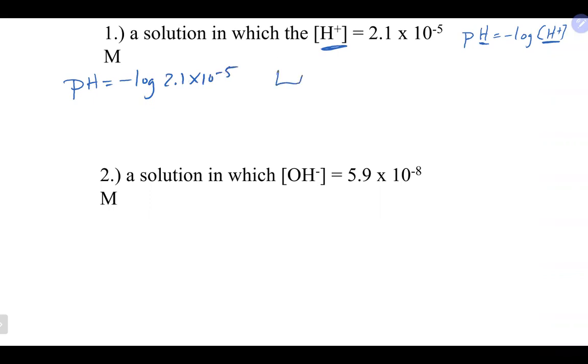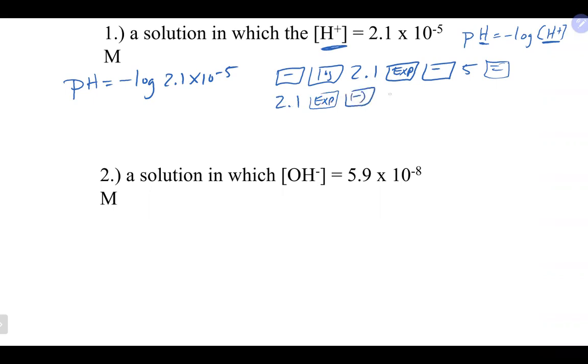Once again, if you have a display calculator, you're going to hit negative, hit the log, then 2.1, your exponent button, the negative button, and 5, then equals. If you have a non-display, you'll go 2.1, exponent button, negative button, and 5, then hit your log button, and then hit your negative button. Whichever way you do it, you should end up with 4.68 as our pH in this case.